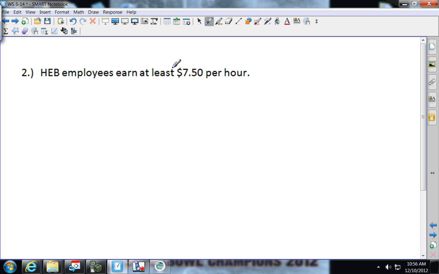Number 2. HEB employees earn at least $7.50 per hour. Okay, so X, any letter, at least is greater than or equal to $7.50. Now I'm looking at this a different way. You could write this in a 1 variable or a 2 variable, really.